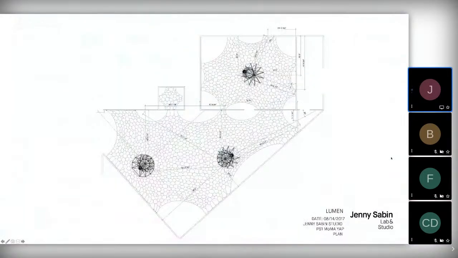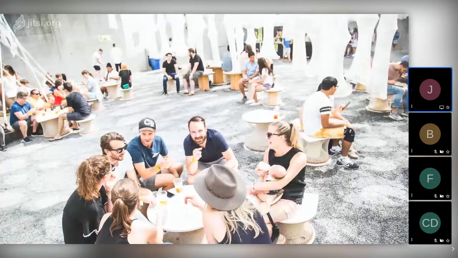Here you can get a better sense of the plan and organization. We took over the entire courtyard, as well as the smaller courtyards that you can see in the upper portion of the plan. And for me, the most amazing moments were to see how people really took ownership of the project, how they frequented it more than once. They would come during the day, they would come at night.